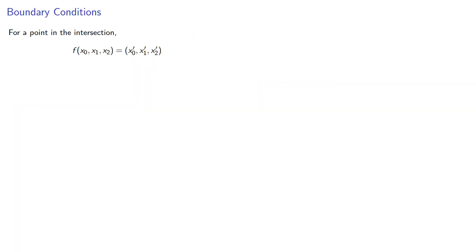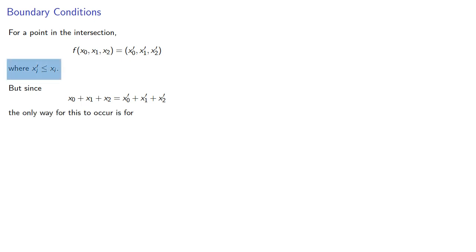So now let's consider a point in this intersection where f applied to that point gives us new coordinates. But since it's in the intersection, the xi primes must be less than or equal to the xi's. But since the sum of the coordinates is 1, the sum before and the sum after are equal, and so the only way for all three of them to be less than or equal to the originals is for all three of them to be equal, and so x0, x1, x2 is a fixed point, proving Brouwer's theorem.